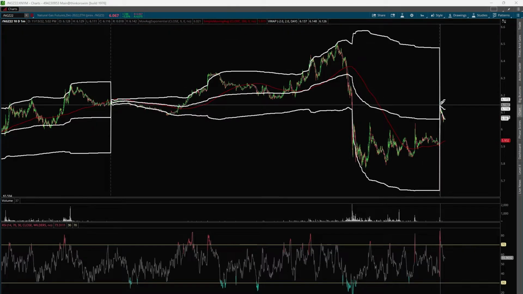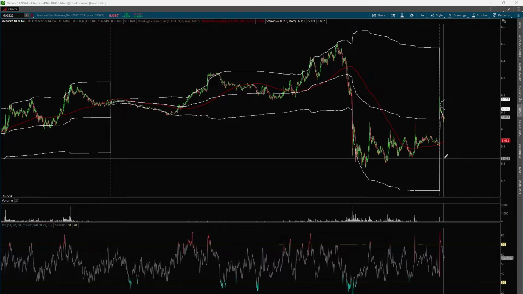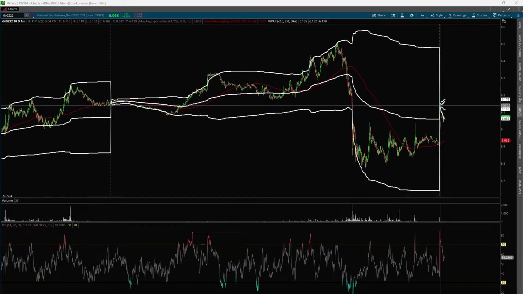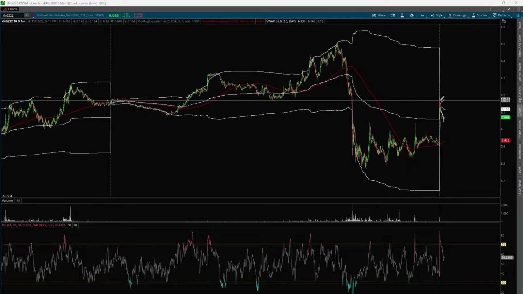So natural gas had actually just opened. The futures market opened about 20 minutes ago. It is 5:20 Central, and we can notice that natural gas has actually gapped up. We're seeing a sell-off right now, but natural gas actually has gapped up, which is good to see. This is really what we were expecting.